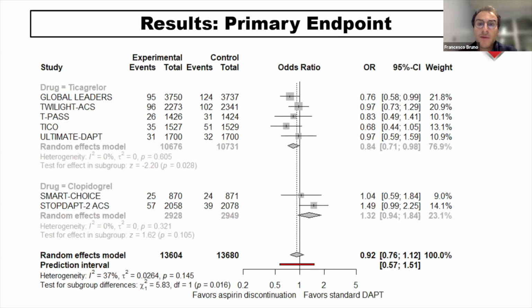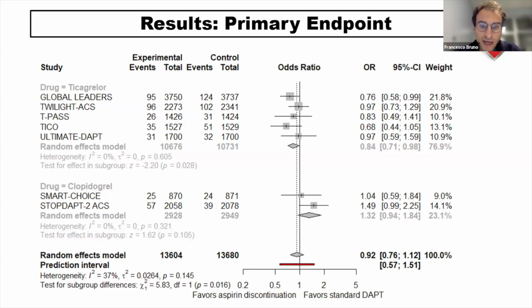This is the forest plot of the primary endpoint. We will see in a bit, with Daniele, how to read the forest plot. As we can see, this forest plot is divided between ticagrelor and clopidogrel in the experimental arm, and there was no difference in the incidence of MACE between the 2 groups, with a pooled odds ratio of 0.92 and a 95% confidence interval between 0.76 and 1.12.